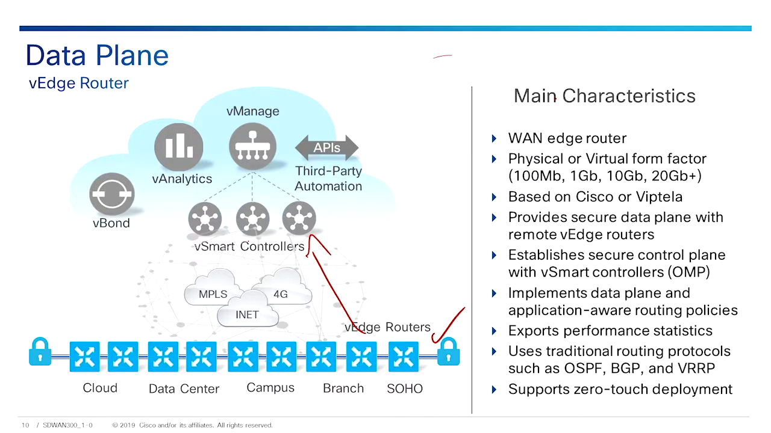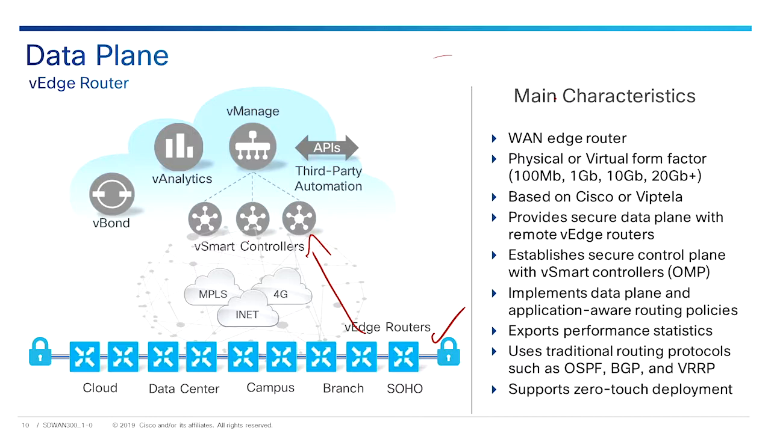vEdge routers can be brought online in a full zero-touch deployment fashion or by requiring administrative approval. Zero-touch deployment relies on the use of a digitally signed certificate installed on the onboard tamper-proof module to establish a unique router identity.